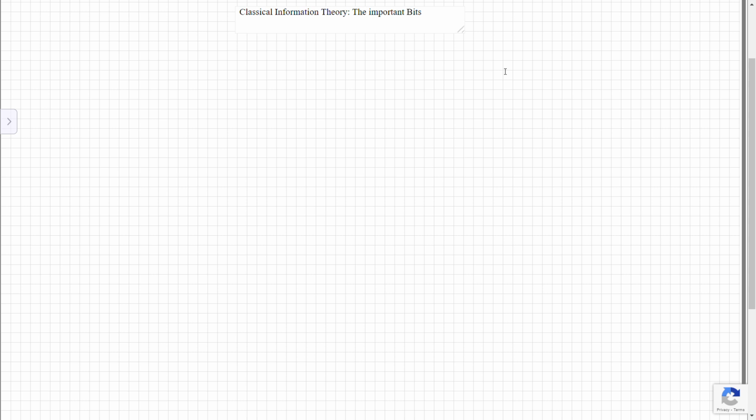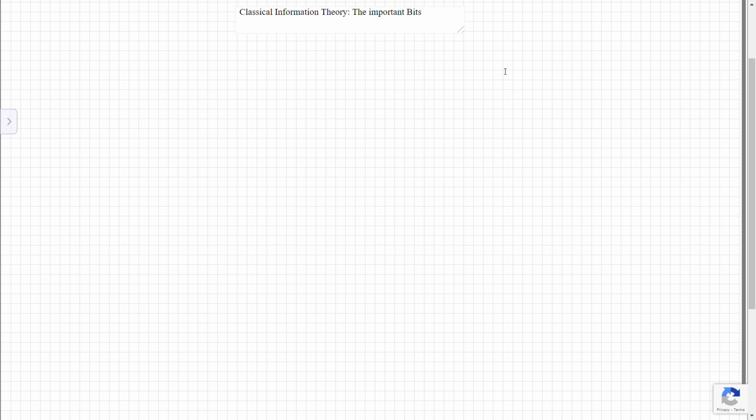So hi guys, we are going to learn about the classical information theory today, just the important bits. Generally the quantum information theory is a little bit different from what we have in the classical information theory, but it forms the baseline for whatever we are going to learn in the future. So that's the reason why we need to know a little bit about what the classical information theory tells us. So let's get started.